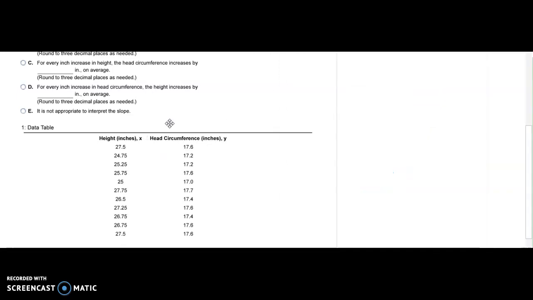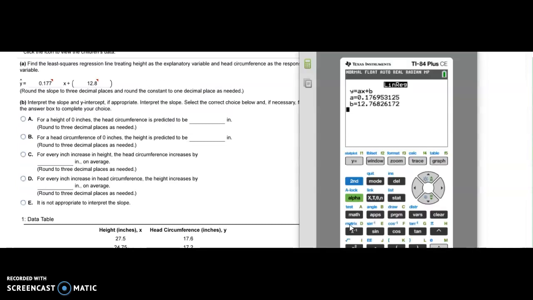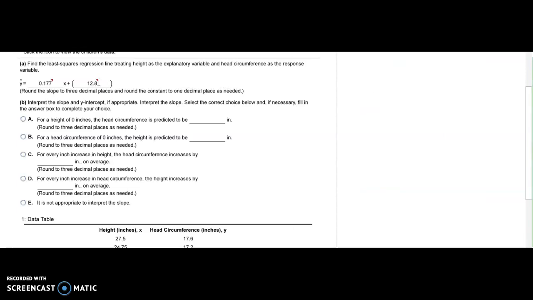So that is what we should have gotten here. 0.17, and that rounds to 7. And then X is the variable, so the slope is attached to the variable, plus about 12.8. And it says to round to 1 decimal place as needed. So there's our full equation for the least squares regression line. You have your slope and your Y-intercept. Let me get a pen going here.